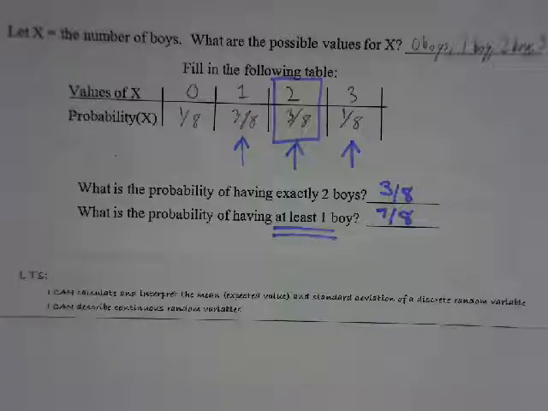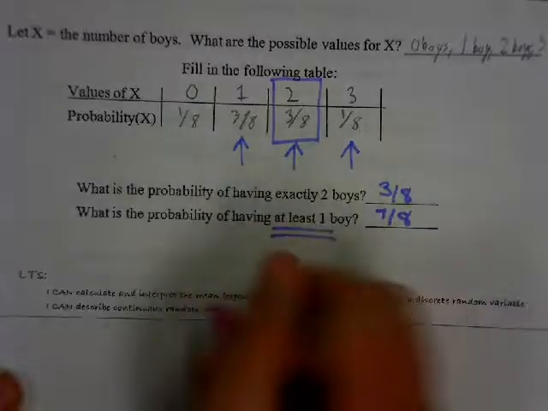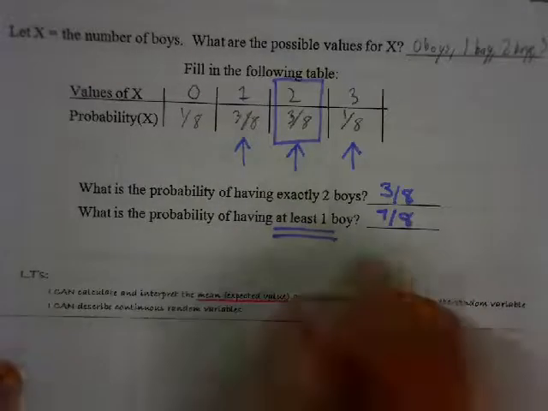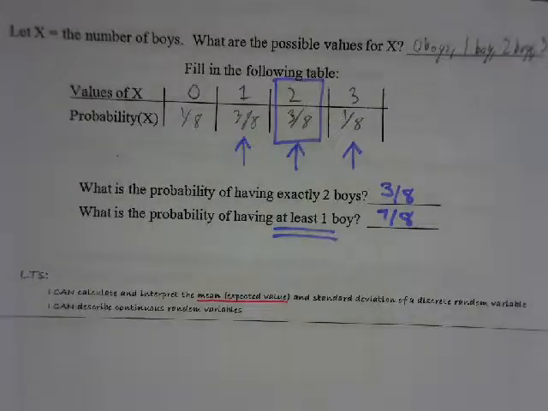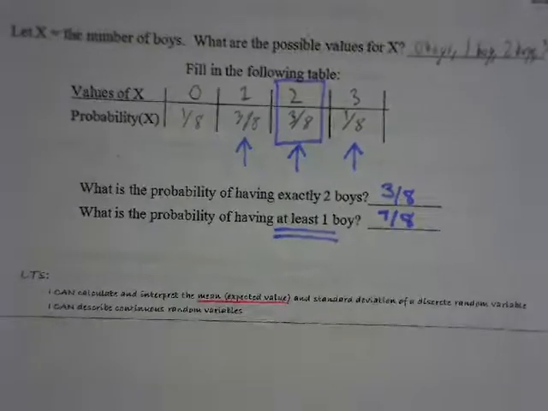And I don't know why. I think because we just love to do this in math. We change the word mean to expected value for this unit. So if I ask you to find the expected value, it's really just finding the mean. If I ask you to find the mean, I'm asking you to find the expected value. They're used interchangeably, this unit.